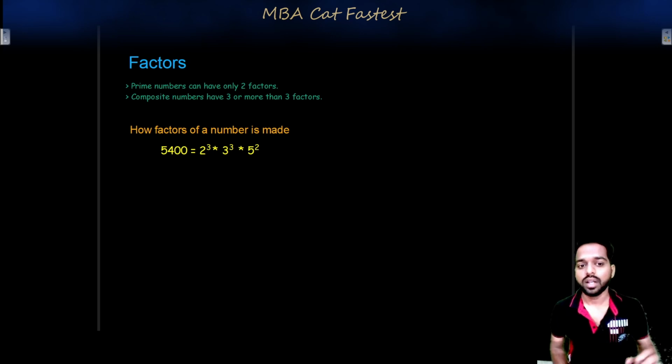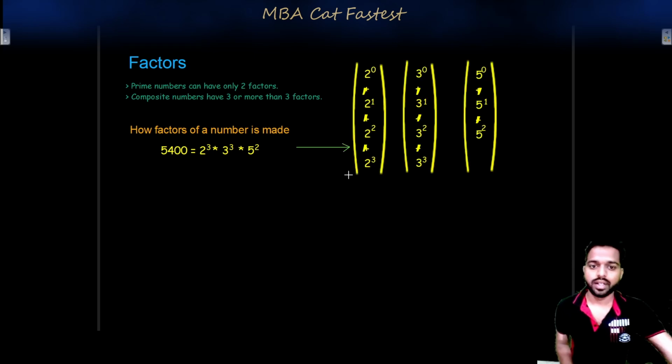So now, how could the factors be made? It is made up of up to 2 cube, any power of 2, up to 3 cube, any power of 3, and up to 5 square, any power of 5. Now you can take any of them as a factor of 5400, or you can take individually from any of the three brackets, or you can cross multiply. You will have a factor of 5400 in hand, which when divided into 5400 will give a remainder of 0.